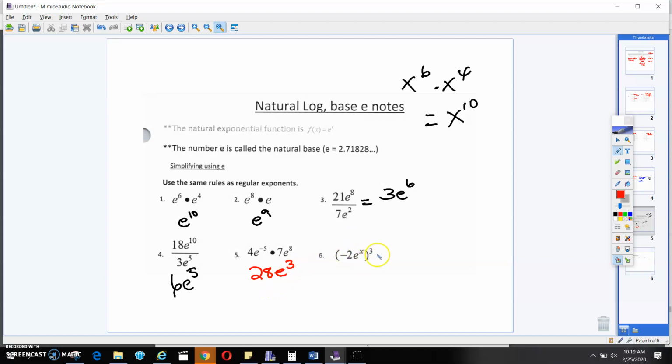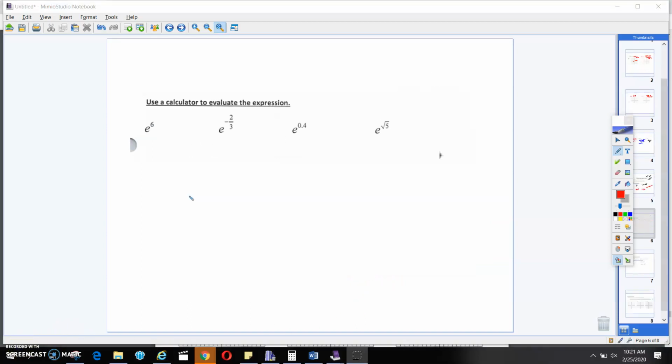On number 6, I've got negative 2 to the 3rd power. That's like saying negative 2 times negative 2 times negative 2. When I multiply that out, I'm going to get negative 8. e to the x raised to the 3rd power, that's going to be e to the 3x. So when you plug these in, you're going to get something along the lines of 403.43-ish. Okay?